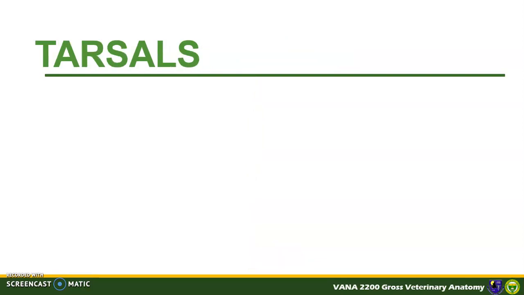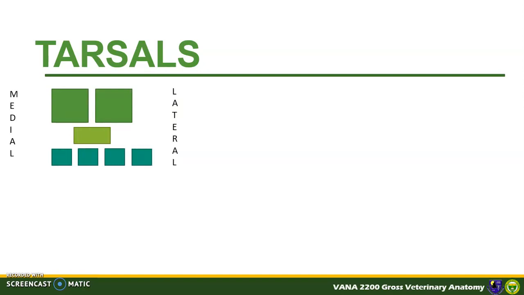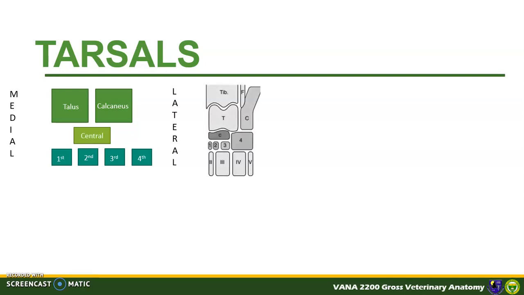Like in the carpus, the tarsal bones of the tarsus are arranged in two rows. The proximal row consists of two large bones, the medially located talus or tibiotarsal bone and the calcaneus or the fibular tarsal bone. The distal row is named as first tarsal bone, second tarsal bone, third tarsal bone, and fourth tarsal bone. In between the two rows is the central tarsal bone. Schematically, here is the arrangement of the tarsal bones in dog.